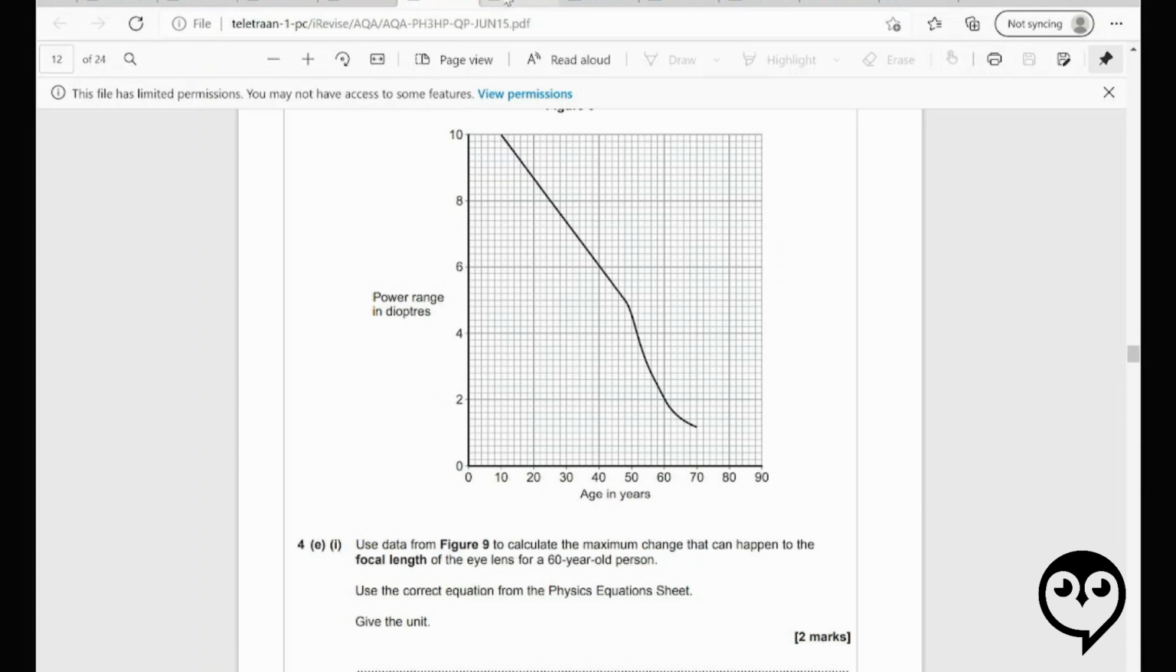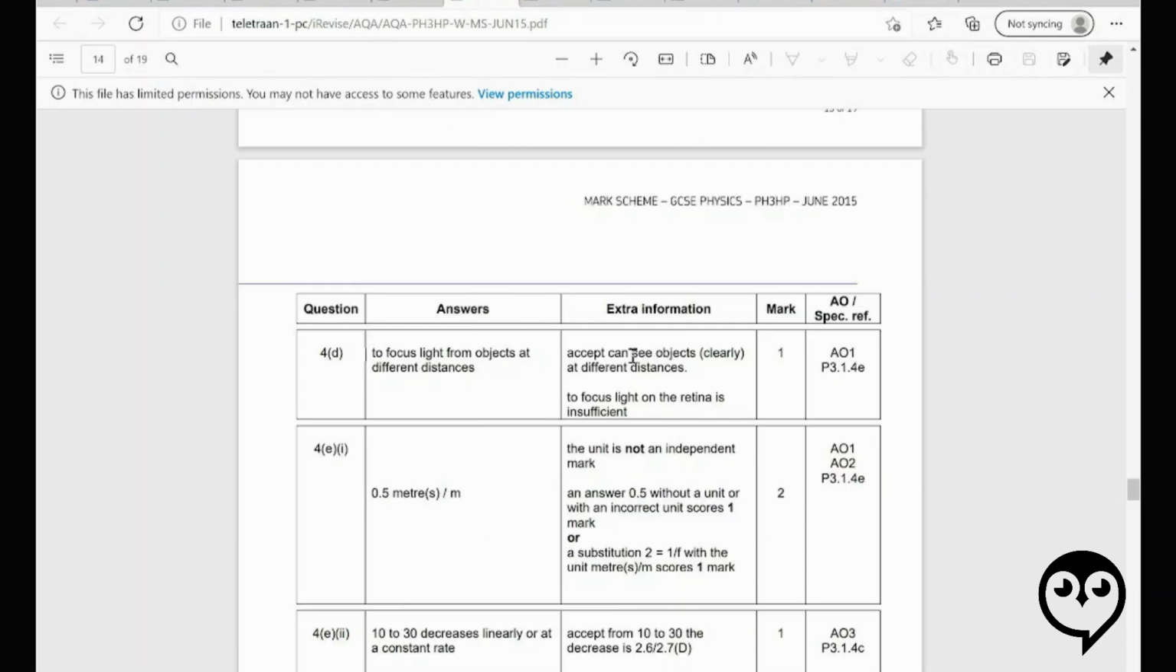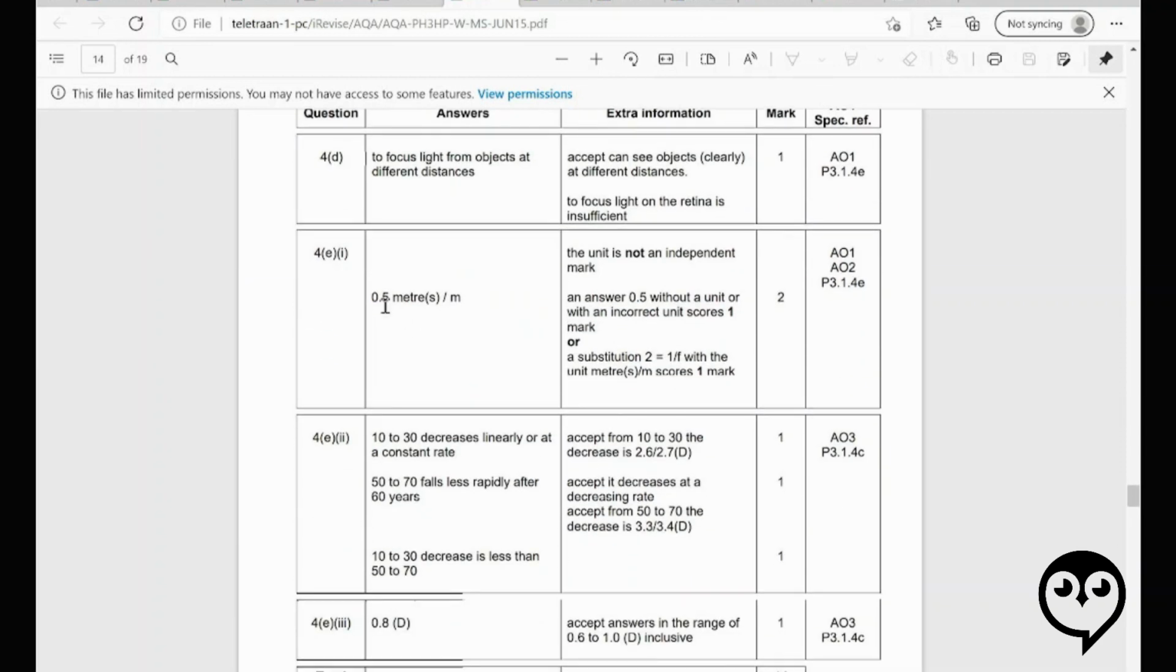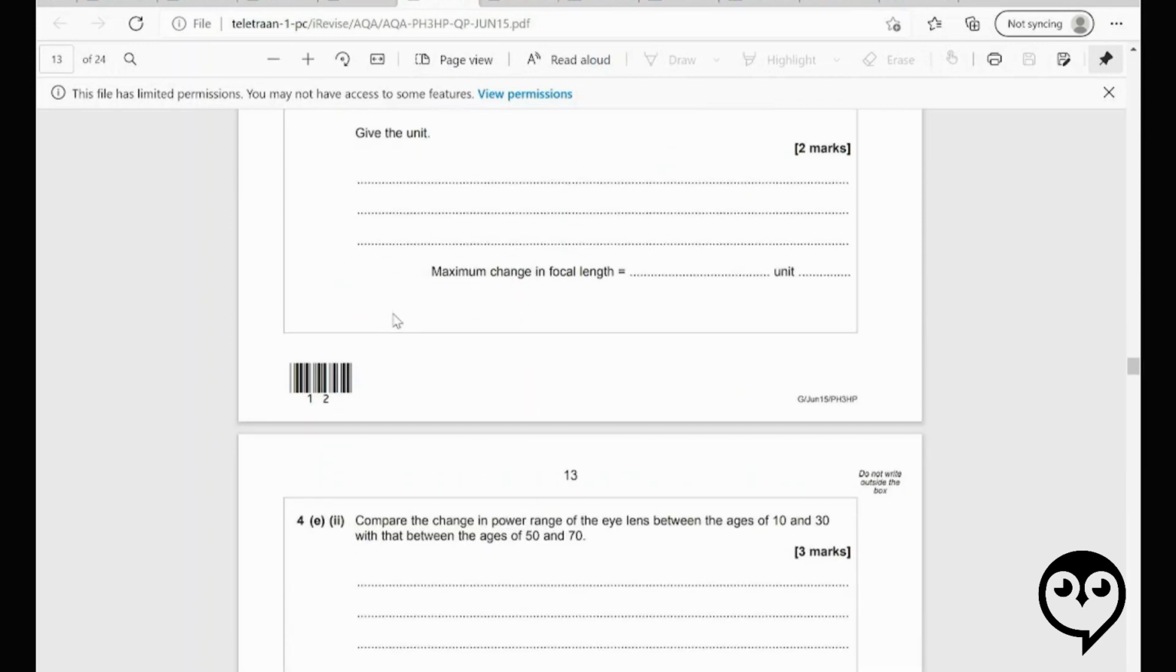So half a meter. Right, so part D, we said so we can see objects clearly at different distances, so we can focus the light from different objects. And there we go, half a meter. The unit is not an independent mark. An answer 0.5 without a unit, or with an incorrect unit, gives you 1. A substitution of 2 equals 1 over f scores 1 mark. So there we go. That's not bad.